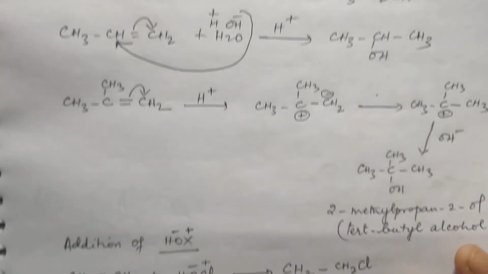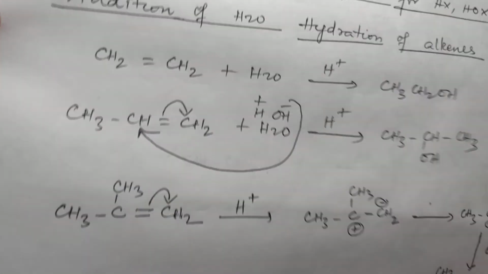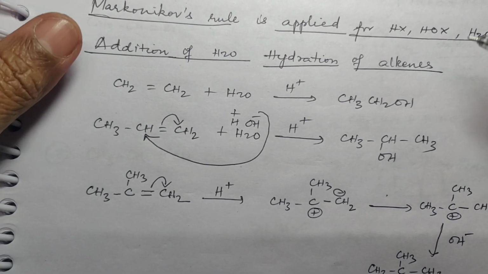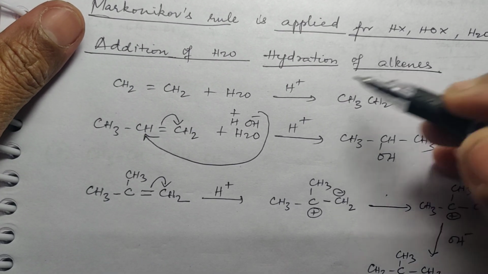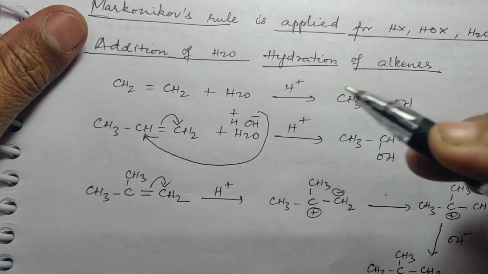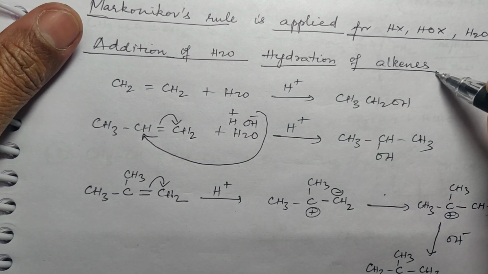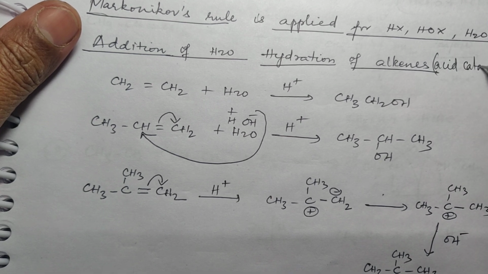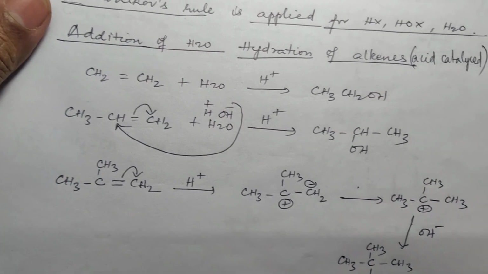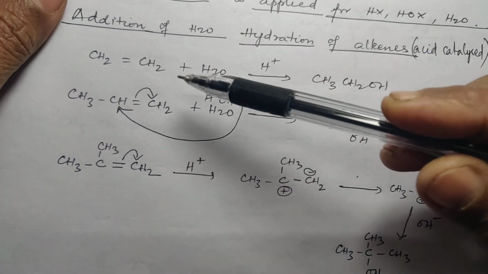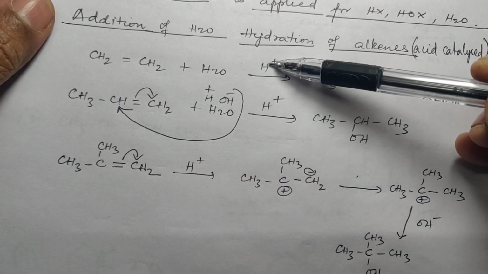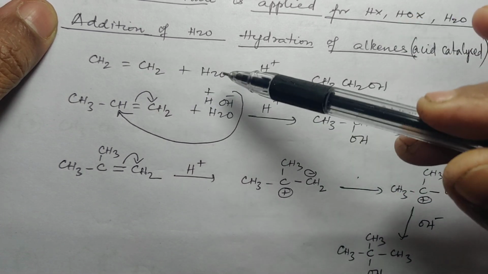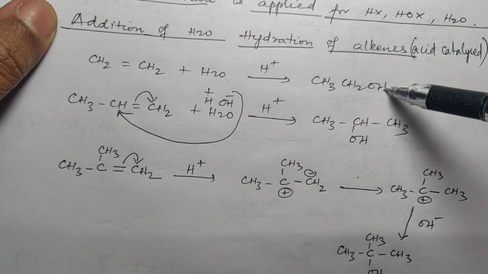Now let's come to the next reaction, that is addition of water, that is hydration of alkenes. Addition of water is taking place in the presence of acid. So it is an acid catalyzed reaction. Hydration of alkene is acid catalyzed. Now when this is undergoing reaction with water in the presence of H+, the product formed is ethanol. This you have studied last year. Hydration of alkenes will give you the corresponding alcohol.